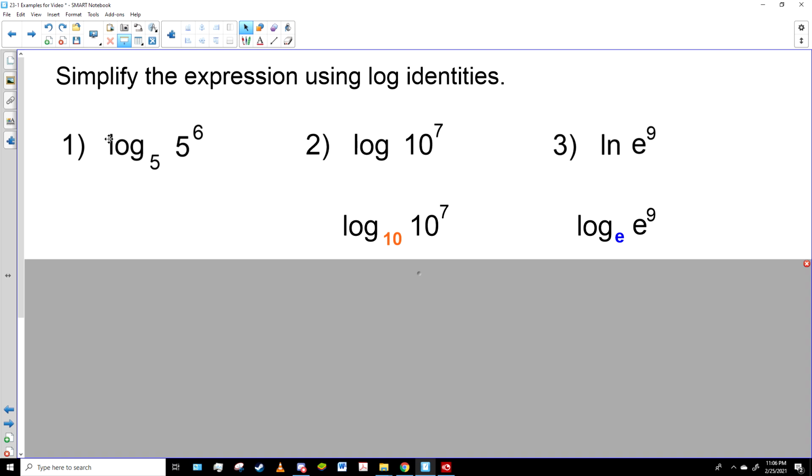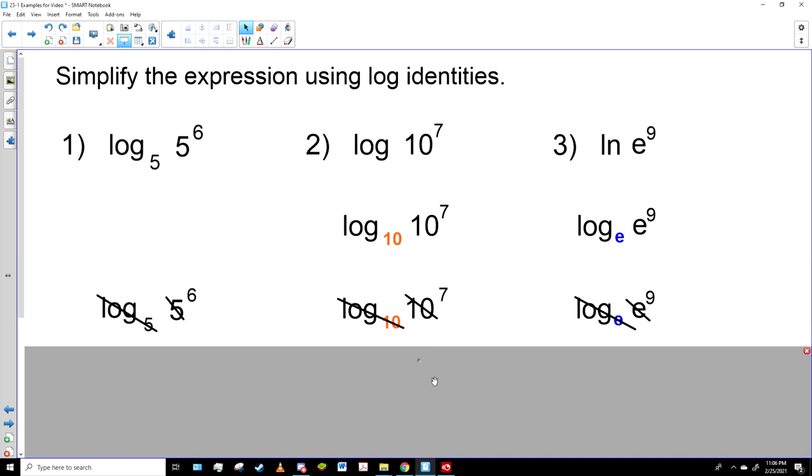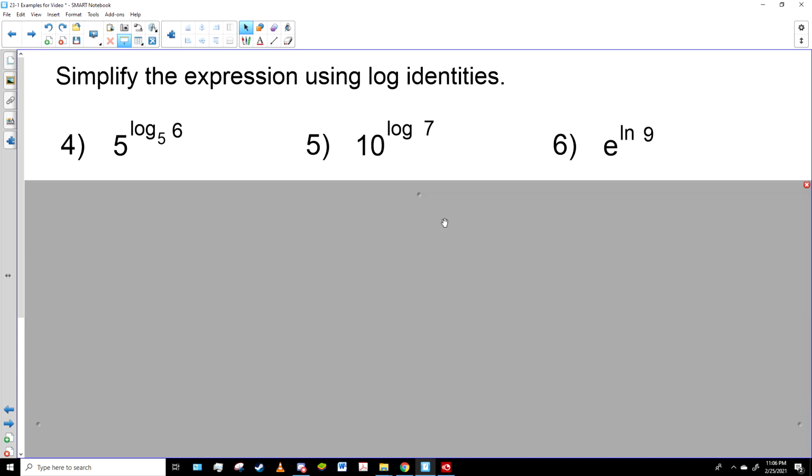Hey, if the log base and the base of an exponent are the exact same base, then they cancel each other out. In other words, just cross them off. So the log base 5 and the base 5 of its exponent will cancel off. Log base 10 and the base 10 of this exponent will cancel off. Log base e and the e, the base of the exponent, cancels off. So the answers are simply the 6, the 7, and the 9. That's the answers. Now let's go the other way around.